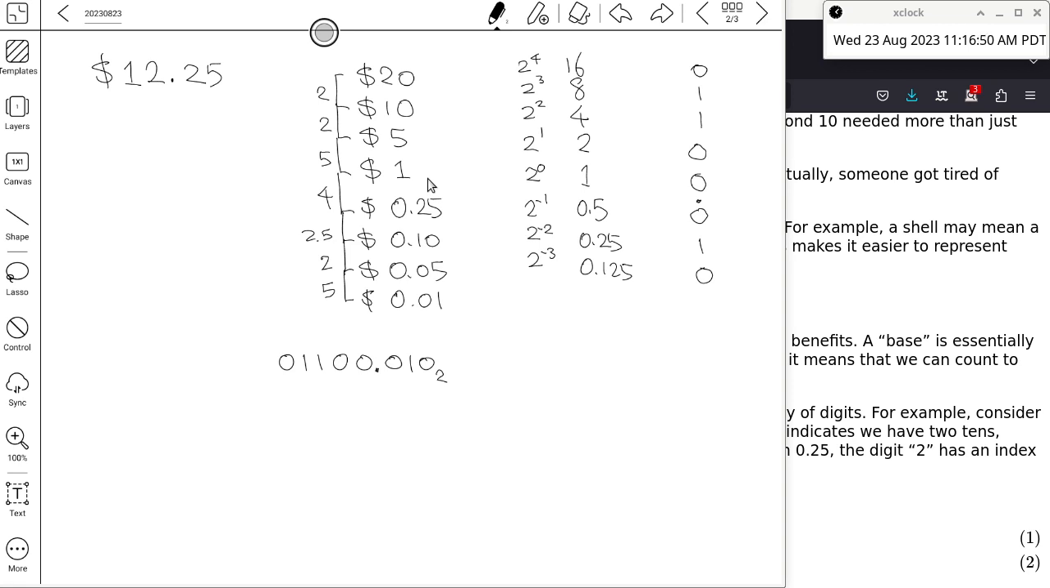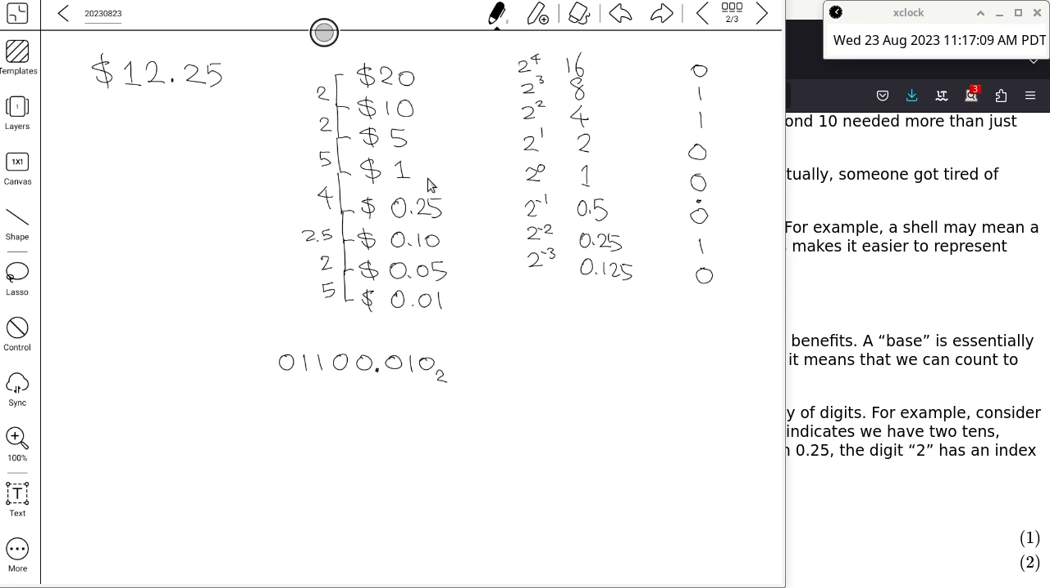And the number is really just telling us how many of each of these powers I need to add up to the amount that the number is supposed to be representing. Does that make sense? All right, okay.